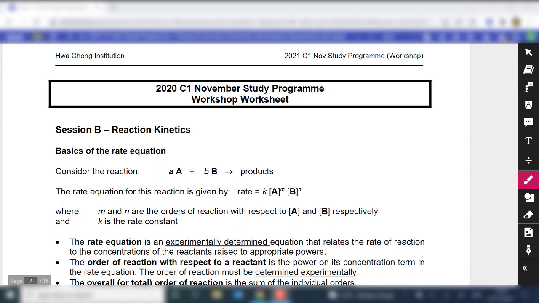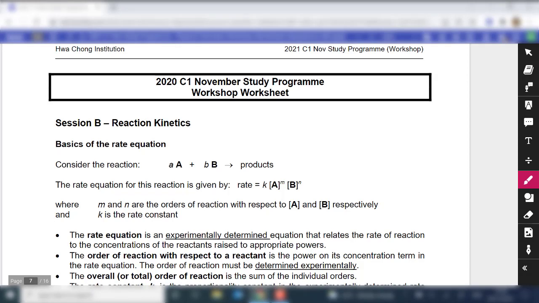The next section we are going to look at would be reaction kinetics. You should have done some basic revision from your lecture notes, and if you run into any trouble, it will be good to revisit some of the lecture exercises as well as your tutorial problems. For this study program, we are just going to focus on the basics in terms of identifying the order of reaction as well as looking at the basic shape of the graph. The basic shape of the graph could be zero order, first order, or second order.